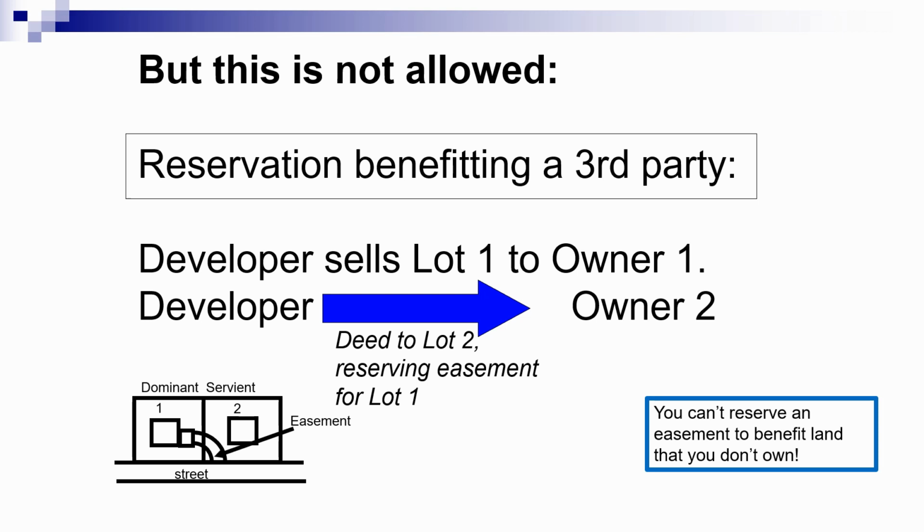What the developer could do is deed lot 2 to owner 1, have owner 1 then immediately in the same transaction deed lot 2 to owner 2, but reserve the easement across it. That way we don't violate the rule because the party reserving the easement is reserving it to benefit his or her own land. So it's an easy rule to avoid, but be very careful not to make the mistake of trying to do it directly.